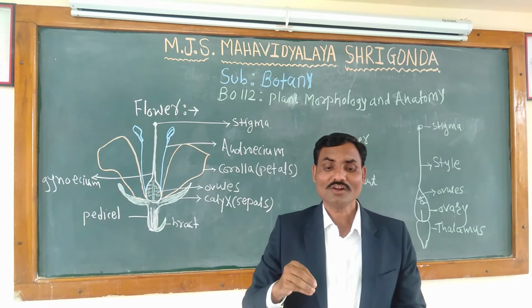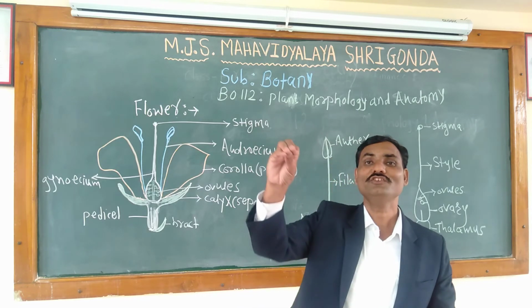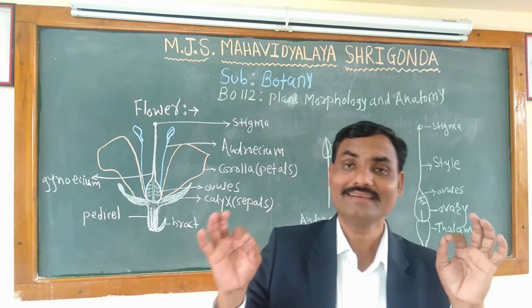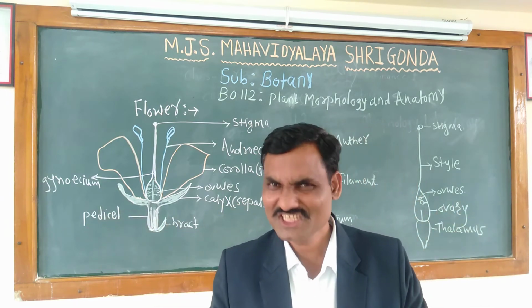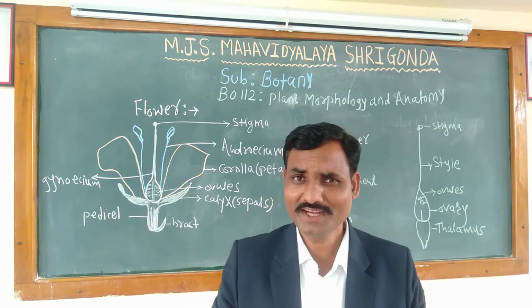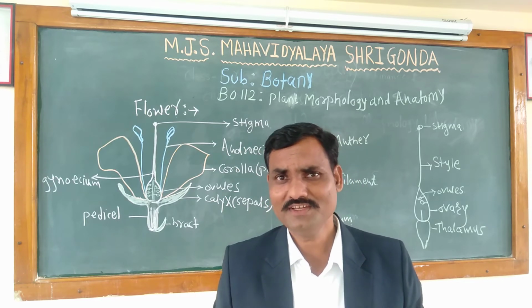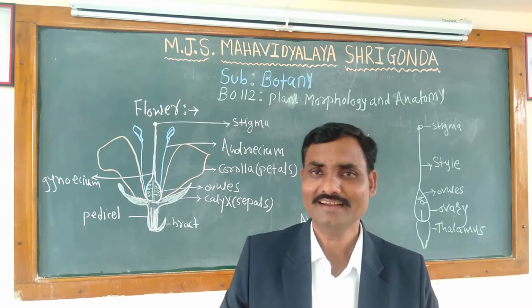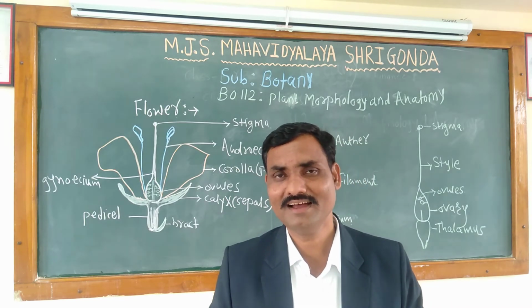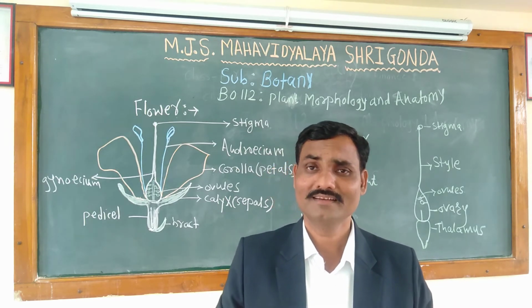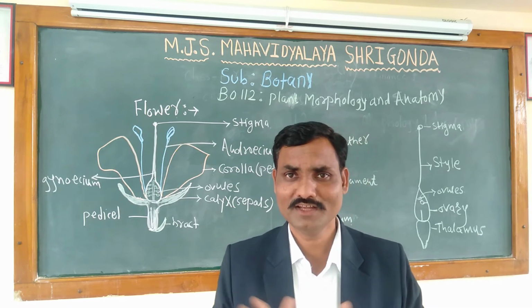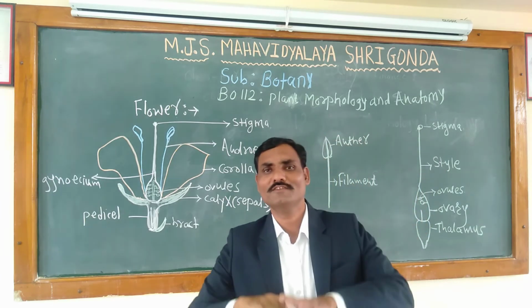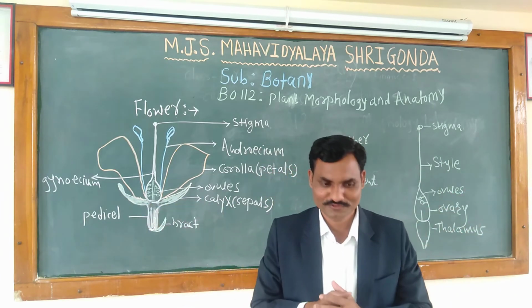Then calyx and corolla are called non-essential floral whorls, also known as accessory floral whorls. It is non-essential. If it is present, it is better. If it is absent, nothing happens. Means whether it is there or not, it doesn't matter. If the calyx is there, it is a good thing, it will protect. If it is absent, it makes no difference. Therefore, it is called an accessory floral whorl, or also known as a non-essential floral whorl.